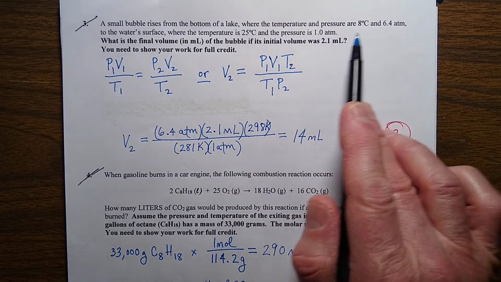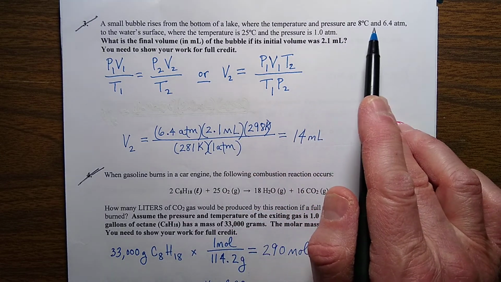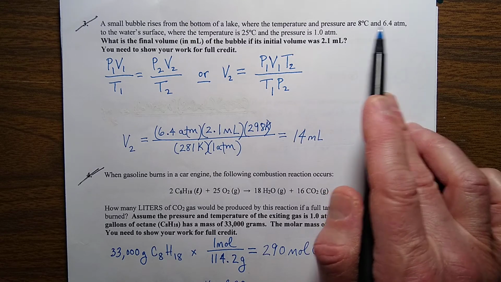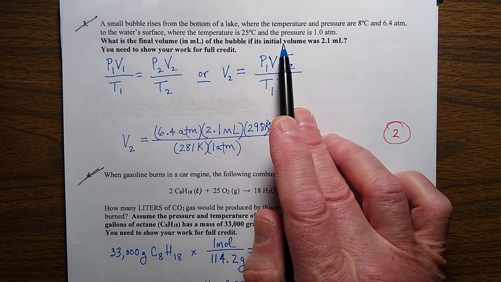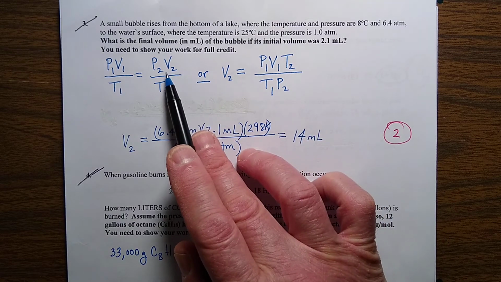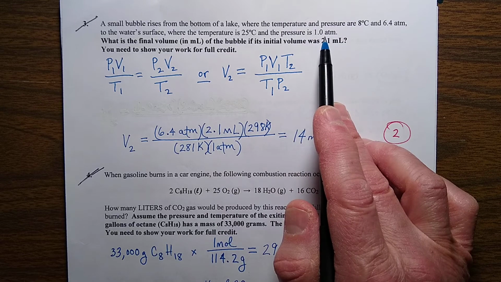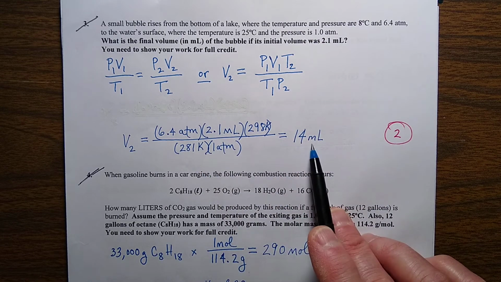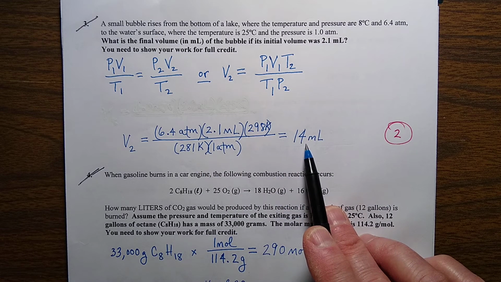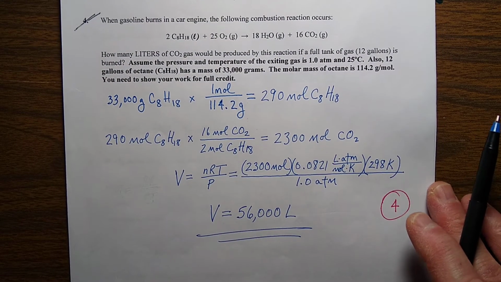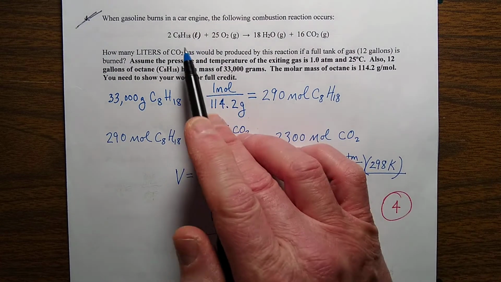So you just had to pay attention to notice that these conditions here were the initial conditions, and the subscript 2 conditions were the higher temperature and higher pressure. So the bubble would actually expand to 14 milliliters. Number 4, most people seem to get this right. It was good to see.